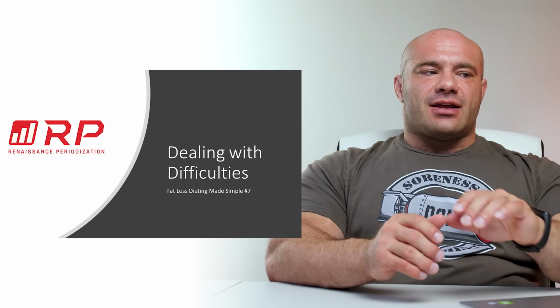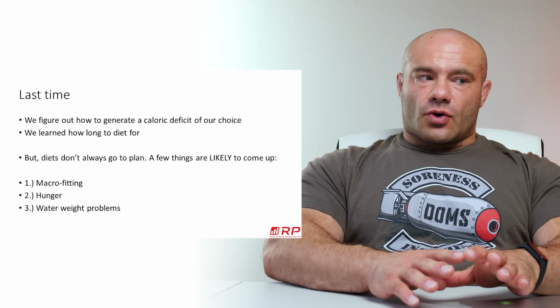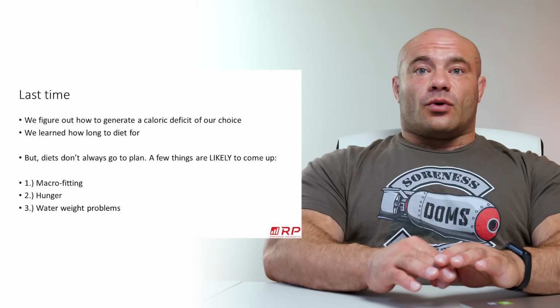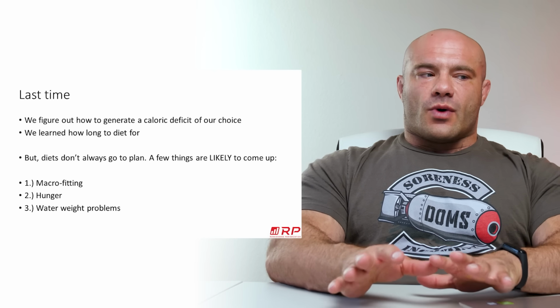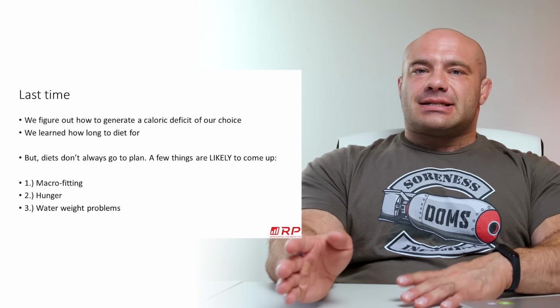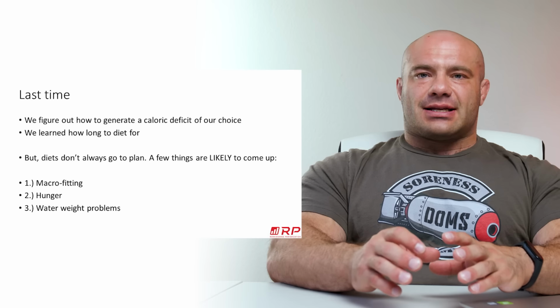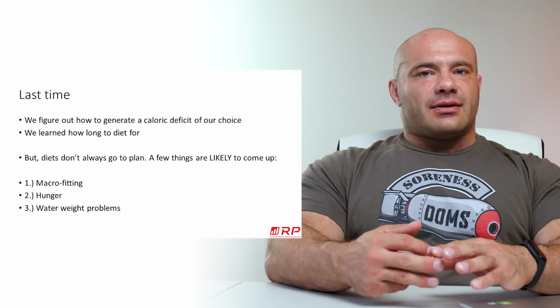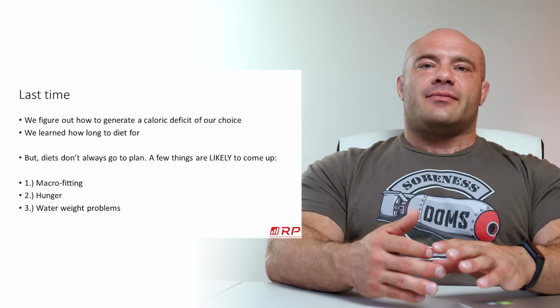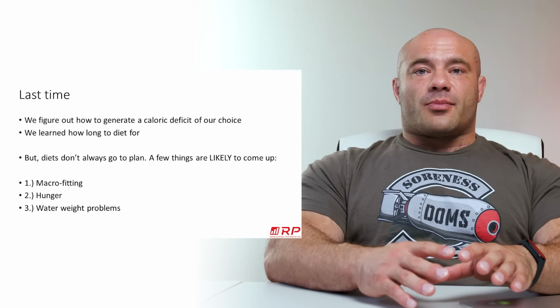In the last video, we figured out how to generate a calorie deficit of our choice and how long to diet for, and that can take us everywhere we want to go. But where we want to go, where the plan is, might not always be realistic or possible because of various impediments. 3 of these impediments are very likely to happen to you in a fat loss diet. So we're going to talk about all 3 of them: macro fitting, hunger, and waterweight problems.